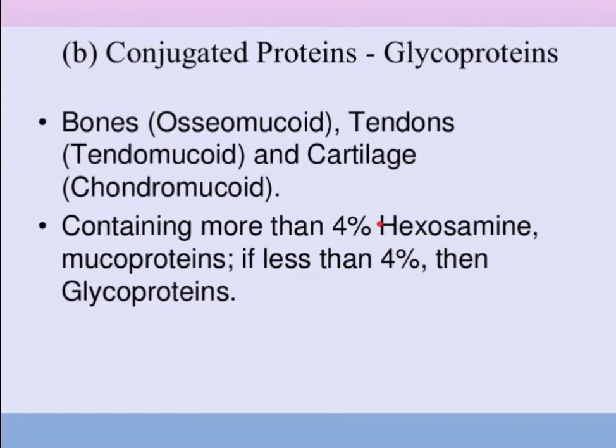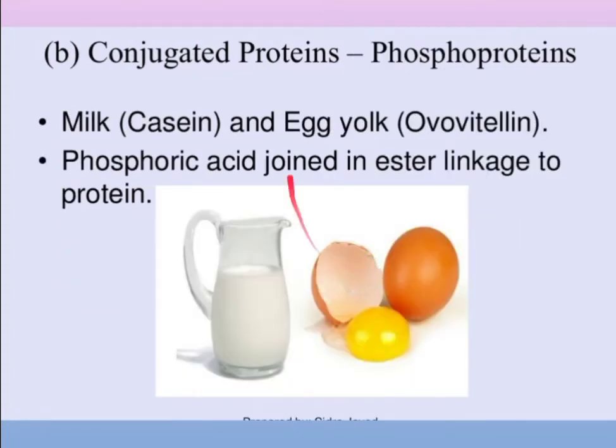Next, you have your glycoproteins. Still under the conjugated proteins, glycoproteins can be found in your bones, such as the osteomucoid. You can also find them in tendons and cartilages. Those containing more than 4% hexosamine are mucoproteins. If less than 4%, then it is under glycoproteins.